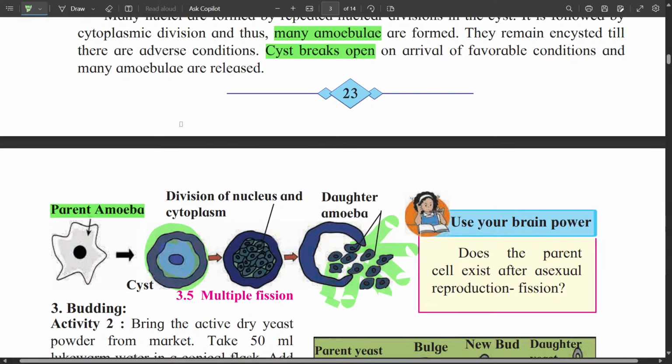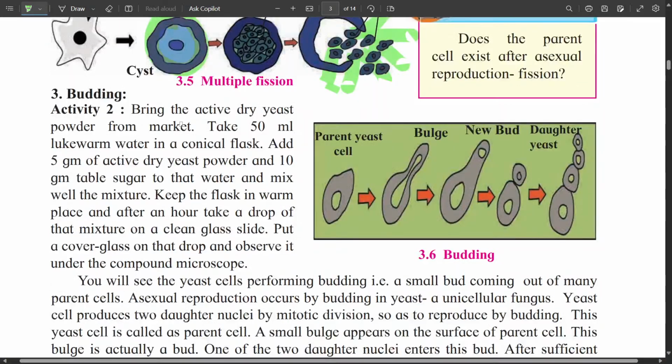So this is what amoeba does in adverse condition. Formation of cyst, multiple division inside the cyst, and under favorable conditions, all these cells start living as individual amoeba. So this is the second method of unicellular asexual reproduction. The third method is budding.